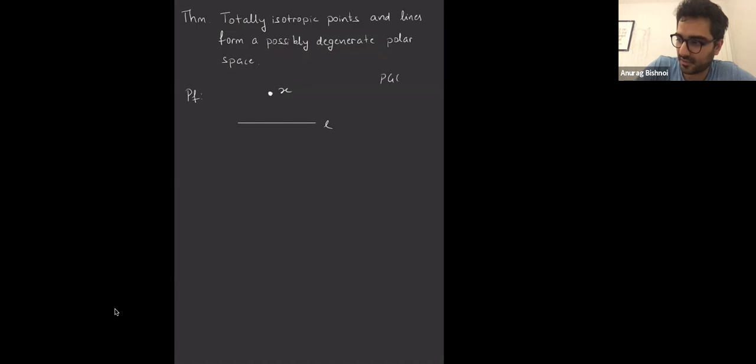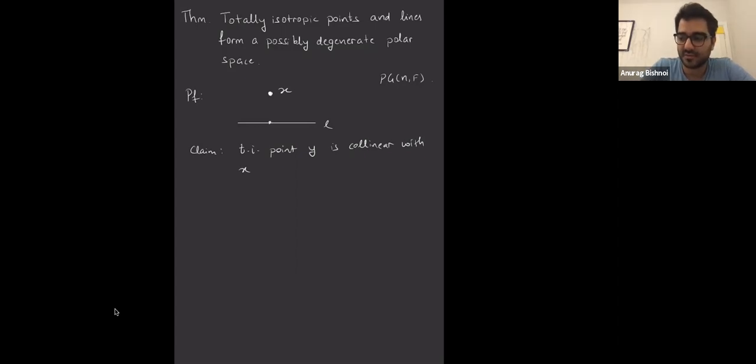So remember, we are working over PG(n, F). If you have this, then you want to show that either exactly one point of L is collinear with X or all points of L are collinear with X. And for that, I first claim that a totally isotropic point Y is collinear with X. So collinear inside this point-line geometry.